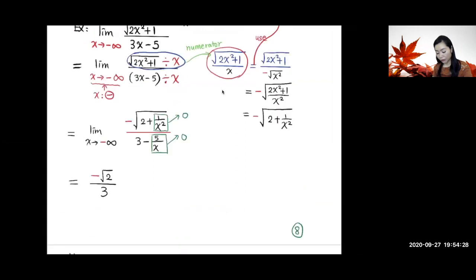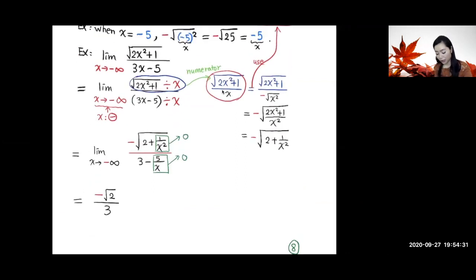If you use our shortcut, you will probably forget about this negative sign. So be careful when x is going to negative infinity.